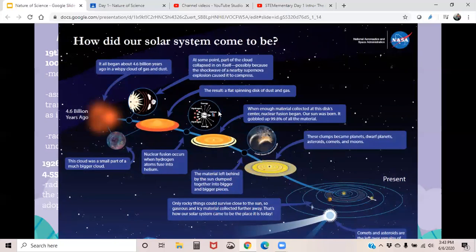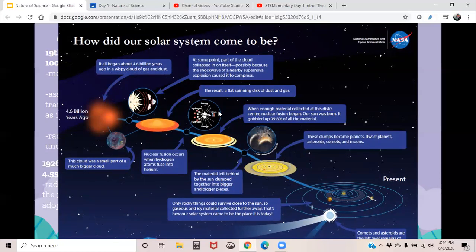But so it goes with a cloud of hydrogen gas and dust that began rotating due to some type of energy input. Maybe a nearby supernova explosion provided enough energy for this cloud to start rotating. Really, the source of rotation is unknown. But as it rotated, it would then kind of flatten into a disk while it's rotating, kind of like a ball of pizza dough. And if you were spinning it with your hands, it would start flattening into a disk.